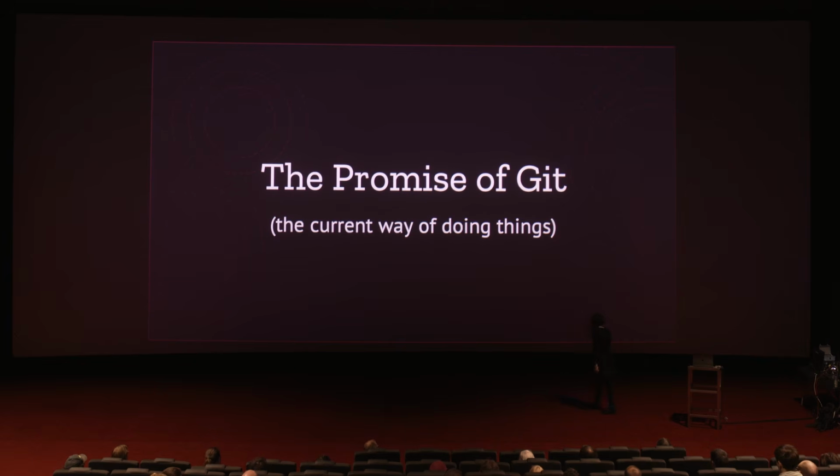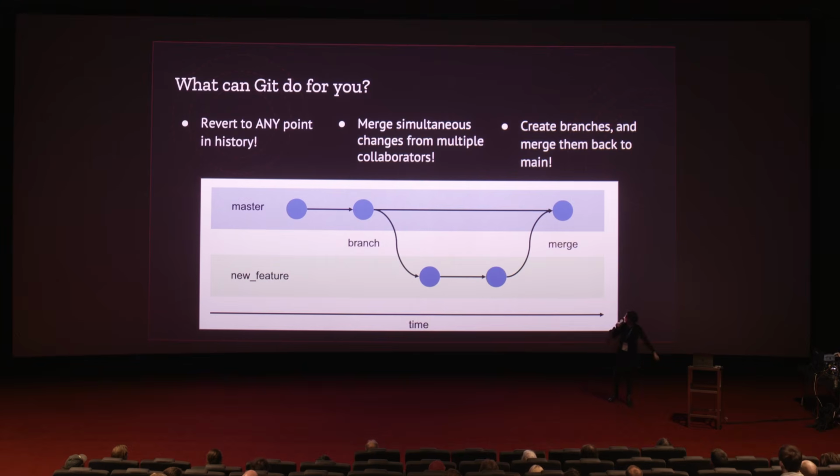Before we get to that, let's talk about Git. What is Git? Why are we doing this in game dev? Why do we use Git? So, Git allows us to check in our code to a repository that handles version control. It allows us to revert to any point in history and merge simultaneous changes from multiple collaborators.